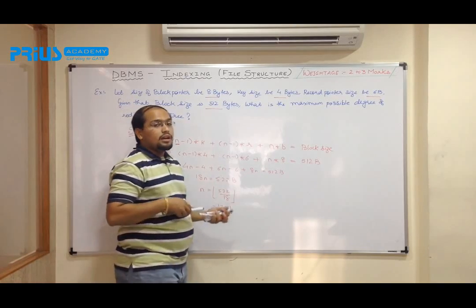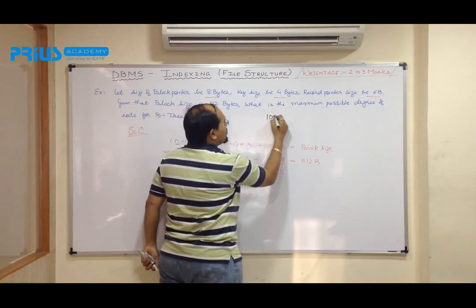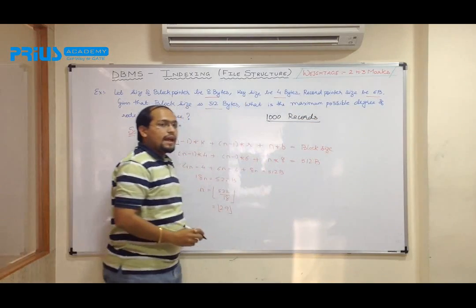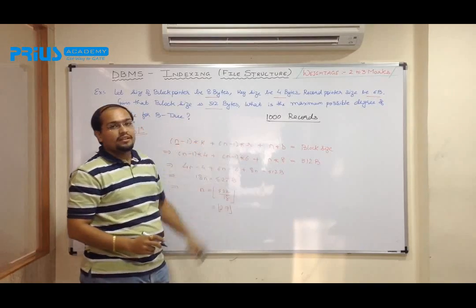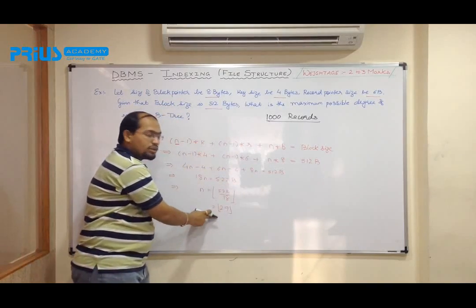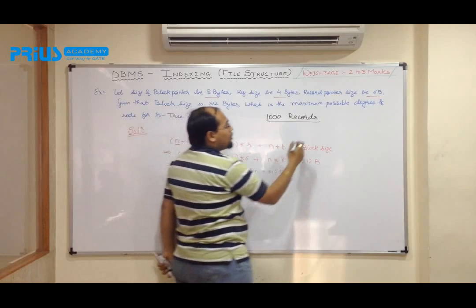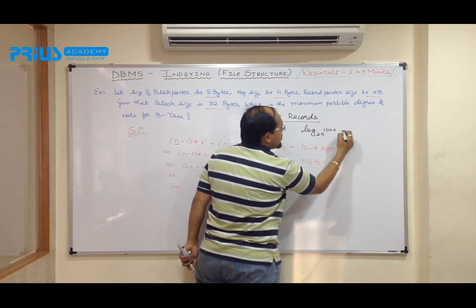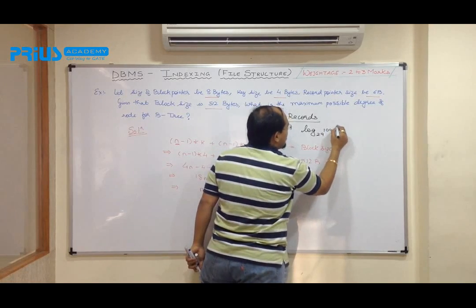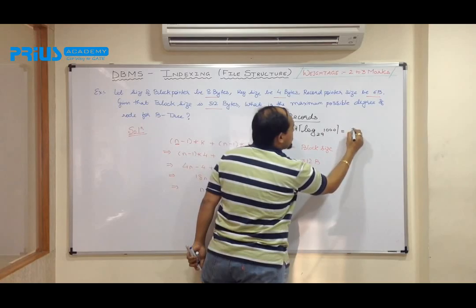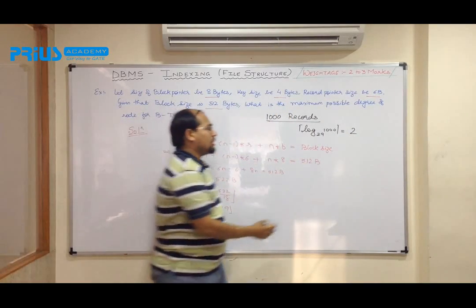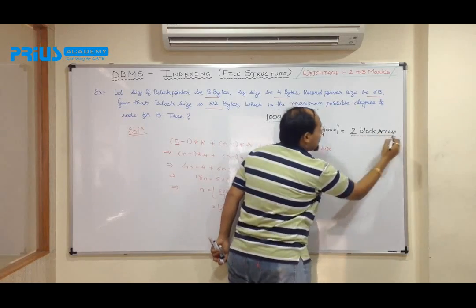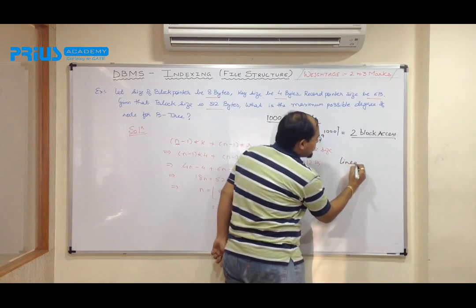Now let's say there are 1000 records. So here is some magic. There are 1000 records, and I am using a B-tree for indexing this. I know that the degree is 29. So how many blocks do I require? That is log 1000 to the base 29, which, if I take the ceiling function, will give me 2. So that means only 2 block accesses are required, compared to linear search.